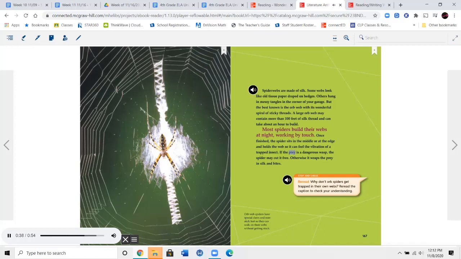If the prey is a dangerous wasp, the spider may cut it free. Otherwise, it wraps the prey in silk and bites. Orb web spiders have special claws and nonstick feet, so they can walk on their webs without getting stuck.